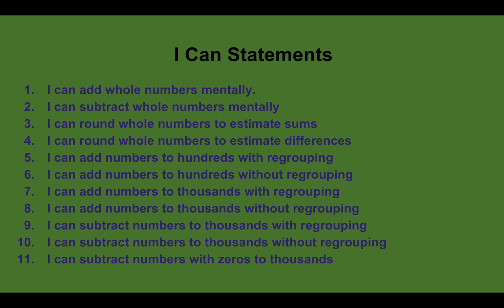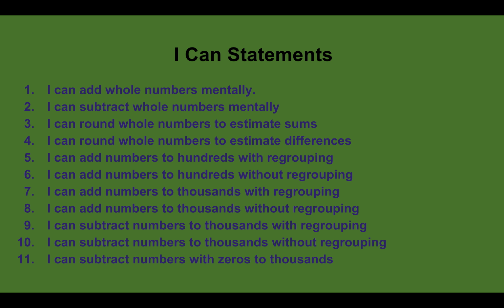Next are the I can statements. There are 11 I can statements in total. I know it seems like a lot, but this, as I said earlier, is a unit review, so it's not just one lesson that is being addressed here. So the first I can statement is I can add whole numbers mentally. Then I can subtract whole numbers mentally.